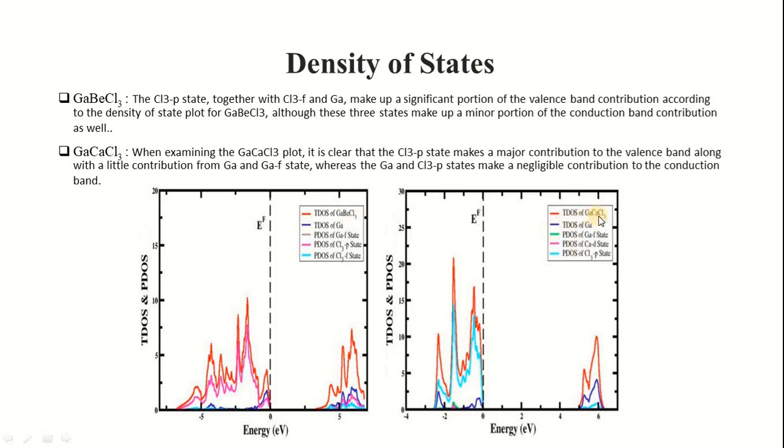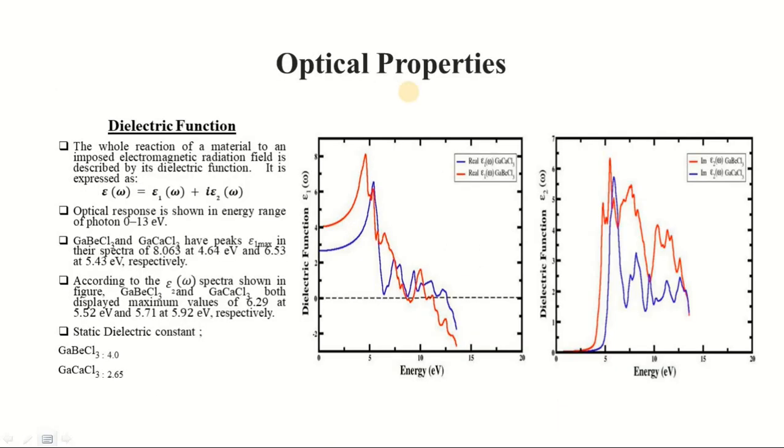Similarly, for the gallium calcium trichloride plot, it is clear that the dominant contribution in the valence bands comes from the Ga state and the Ga F state, while in the conduction band a minor contribution is observed from the Ga atom and the Cl 3P states.